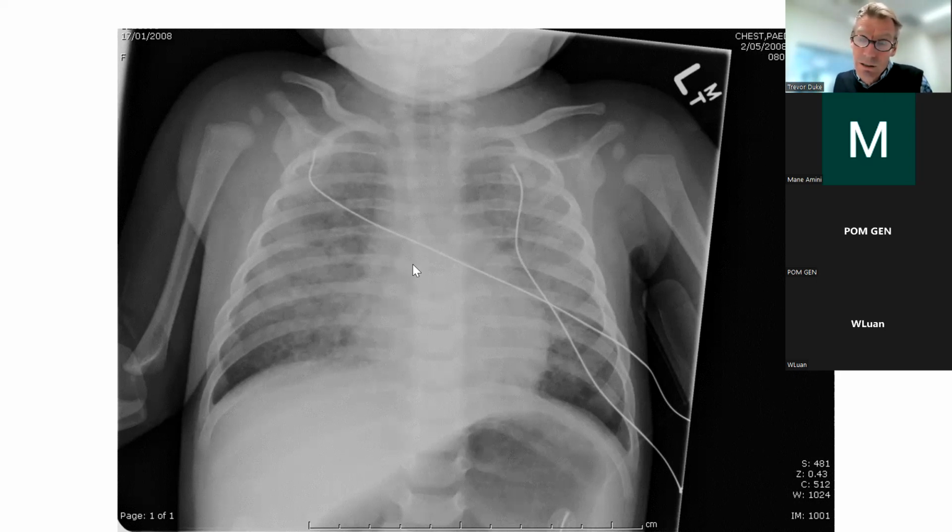And the reason why that seems sensible is because there's symmetry to it, isn't there? It's not just one side, there's both sides. So it looks like a generalized problem. So yes, a viral infection, viral pneumonitis or viral pneumonia could be the diagnosis. What else? There's a couple of other things.